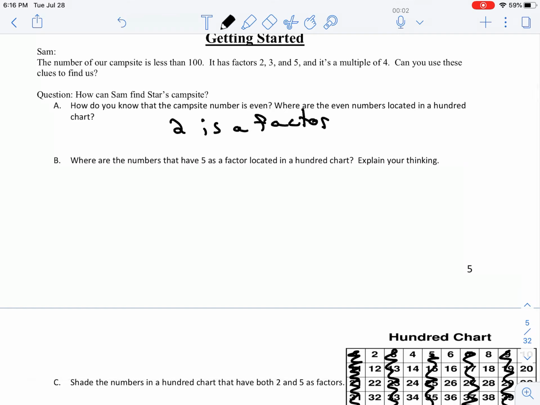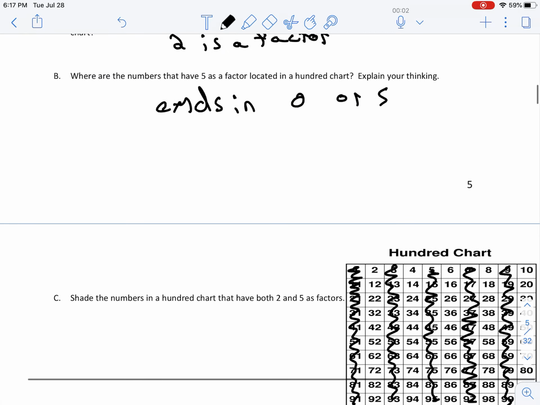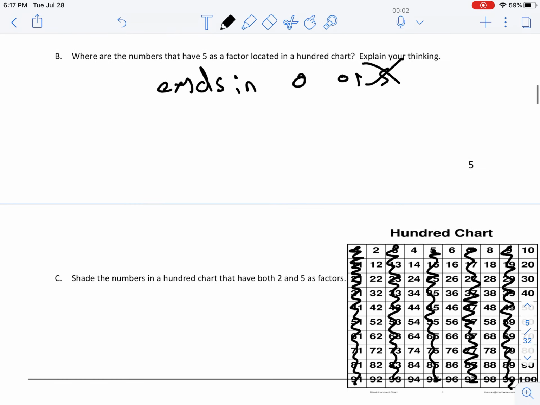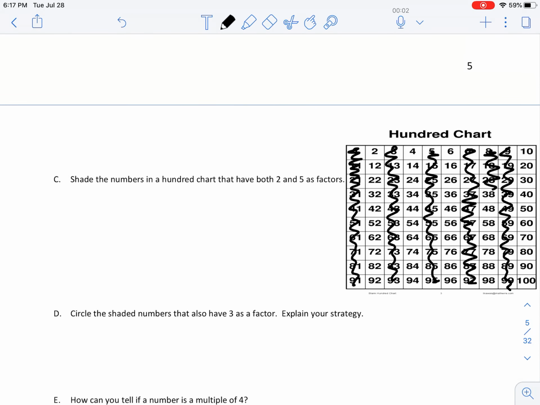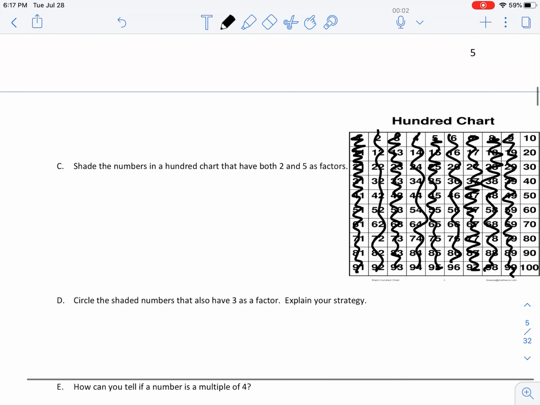Okay, next, where are the numbers that have 5 as a factor? Well, remember, if 5 is a factor, it ends in 0 or 5. 5 is not an even number, so it just has to end in 0. So I'm going to cross off every other list now. So it is only in the final column. All right, so shade the numbers that have both 2 and 5 as factors. Well, that's the final column right here.